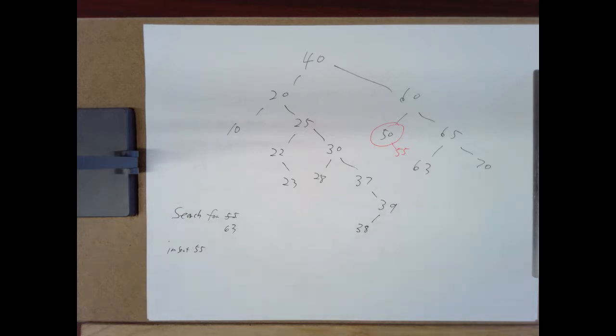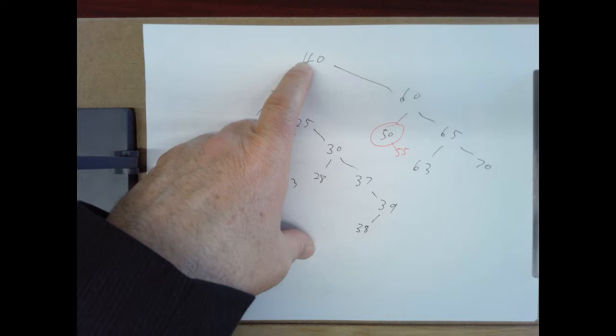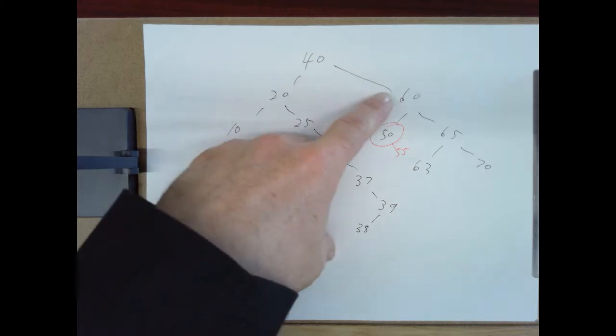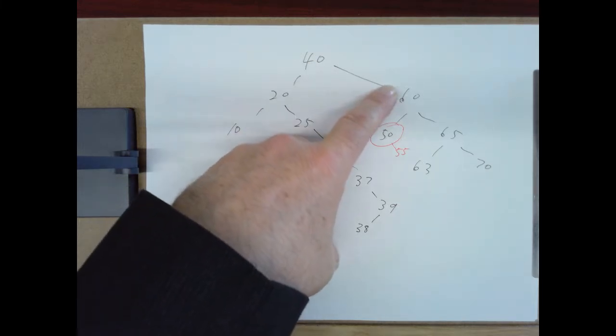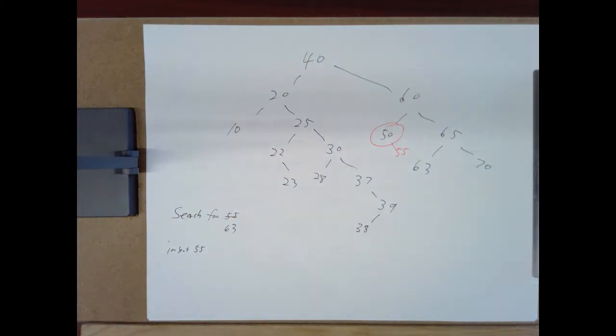So you have some temp that's equal to your root. You compare your data that you're inserting to or searching for to your temp data. If it's bigger than that, then you set temp equal to temp right, and you go back to the top of your loop. And you keep doing this until you either find your number or you find that temp is null, in which case it's not found.